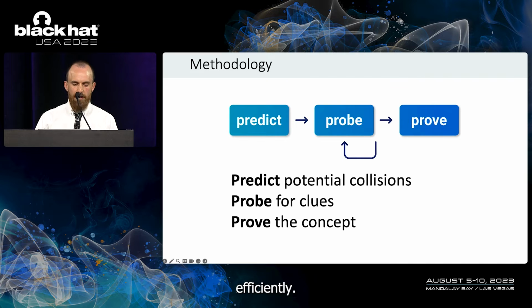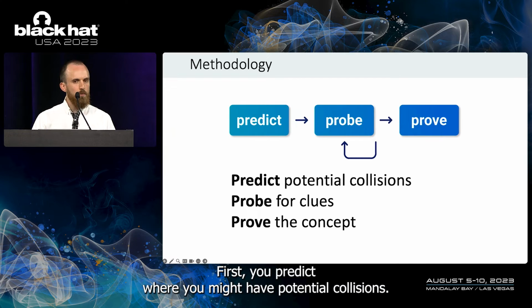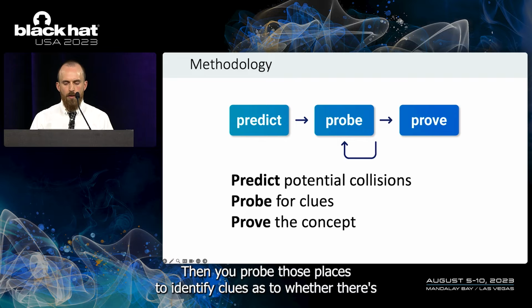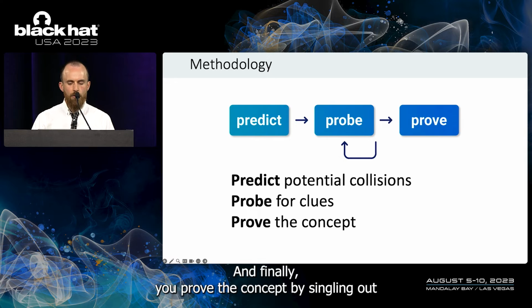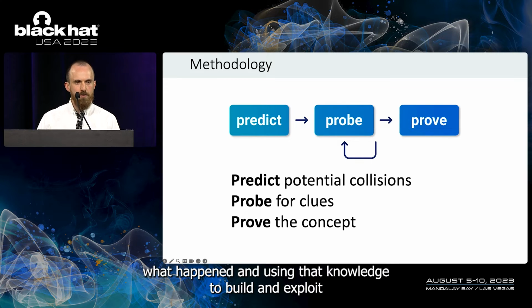bugs efficiently. First, you predict where you might have potential collisions. Then you probe those places to identify clues as to whether there's a substate there or not. And finally, you prove the concept by figuring out what happened and using that knowledge to build an exploit.